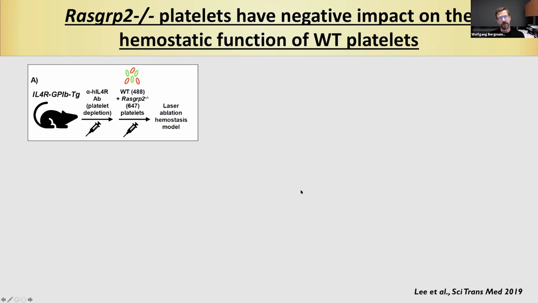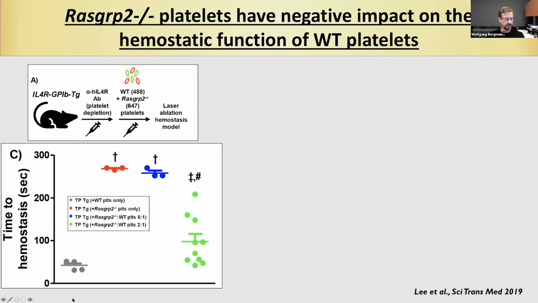What about if we use our adoptive transfer model? Can we go after what ratio we need between the dysfunctional and the functional platelets in order to get hemostasis back online? And can we visualize what's going on there? And so we did this study.